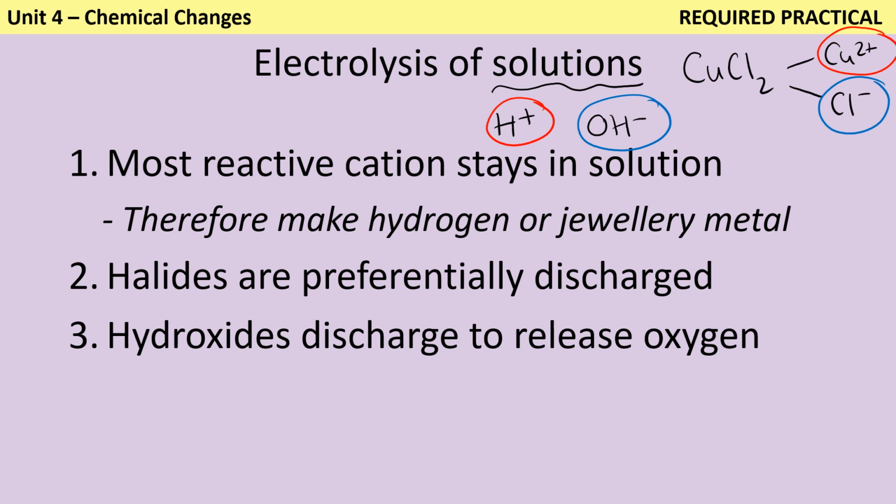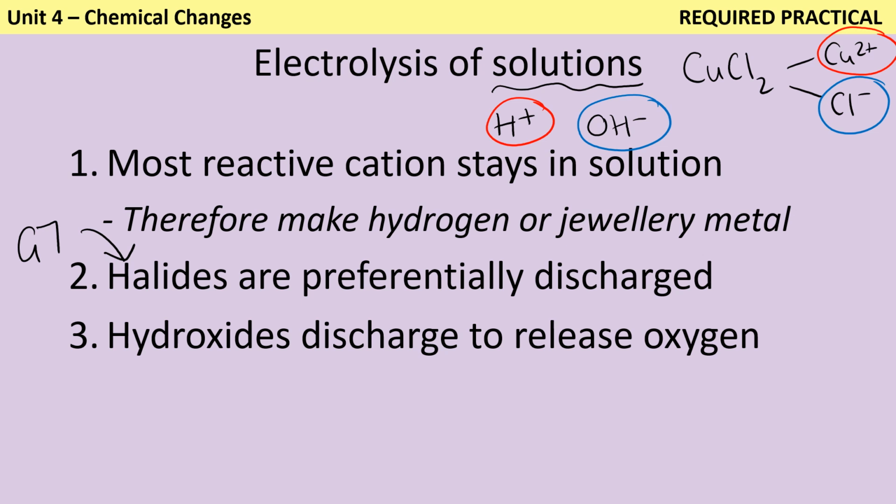Then my second rule is that at the anode, if there is a halide ion, so that means something from group 7, so that could be a chloride ion or a fluoride ion or bromide or iodide or astatide, those are preferentially discharged. In other words, we do make them. So in this situation, we would make chlorine gas.